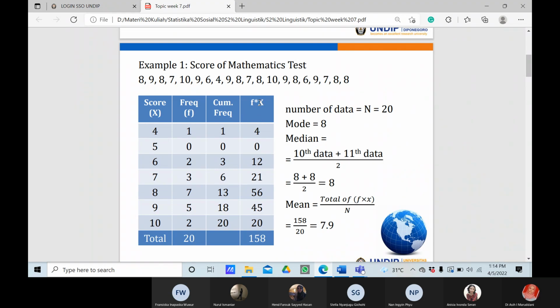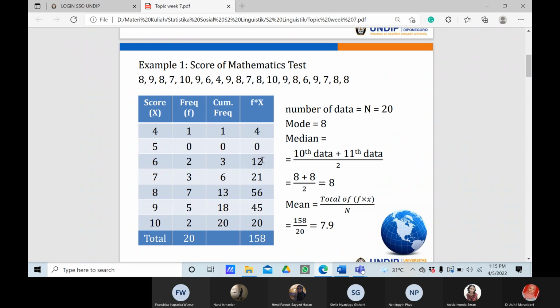Okay, and the last one from the center of measurement is the mean. You have to add a column here, which calculates the frequency times the score. I have the symbol here, F times X. At the first row, we have 1 times 4. Then the first row here is 4. And the second row, you have to calculate 0 times 5. Then the second row here is 0.